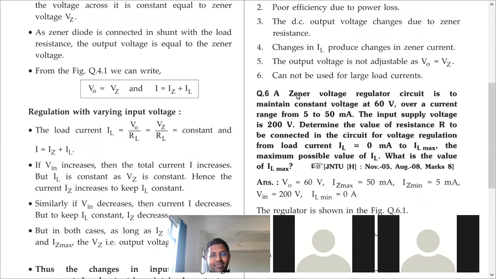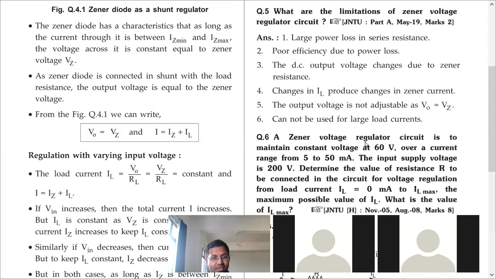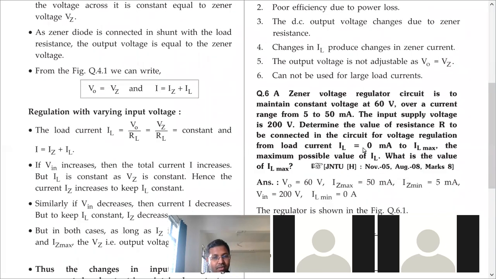Let us see the first line again. A Zener voltage regulator circuit is to maintain constant voltage at 60 volt. So what is the output voltage here? From the first line, what do you see as the output voltage? Vz is the output voltage. See this first line, and what do you think is the output voltage of this circuit? Anybody answer?